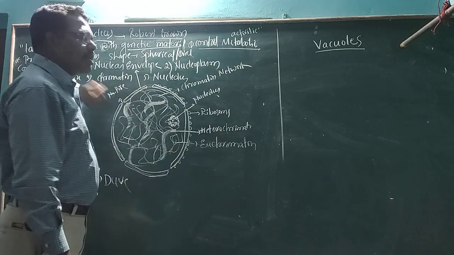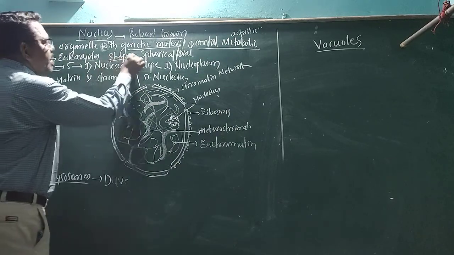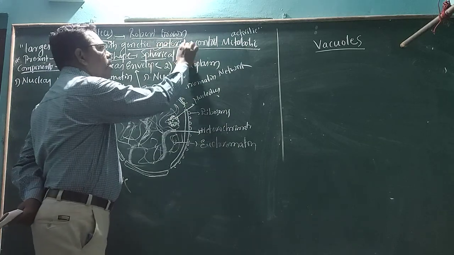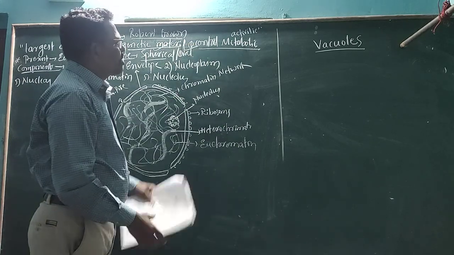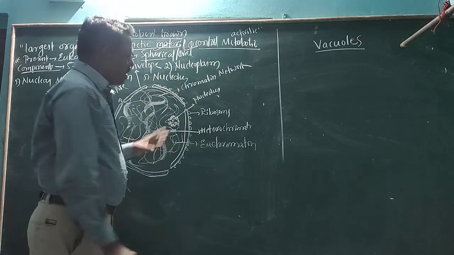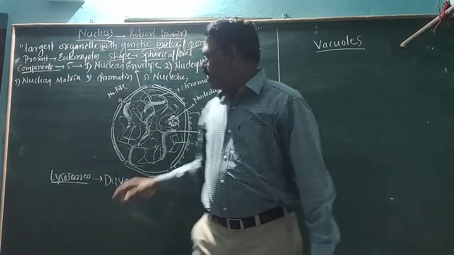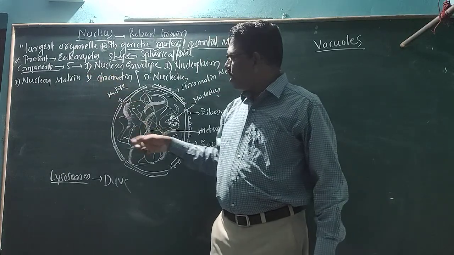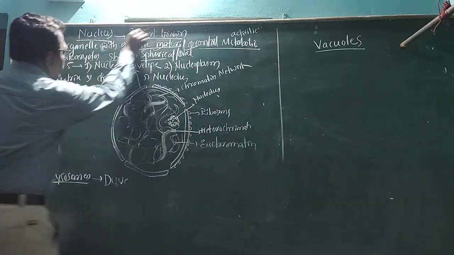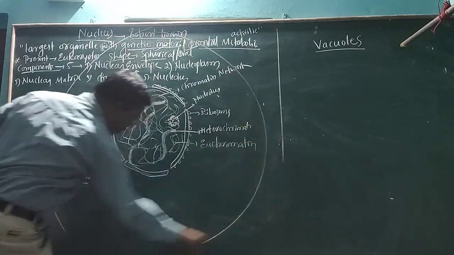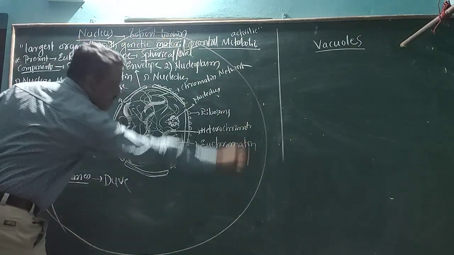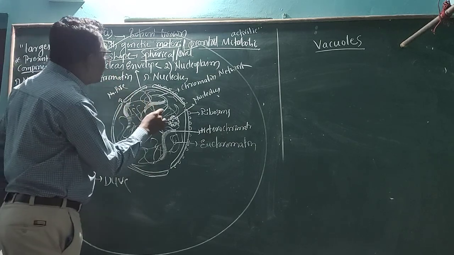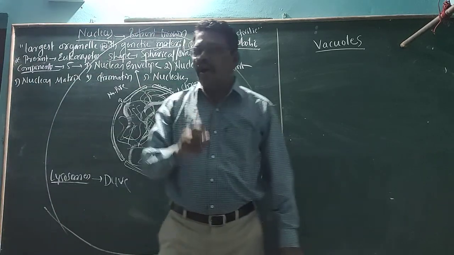Then, sir, what is the shape of the nucleus? It may be lens shaped, spherical, or oval. That one is the shape of the cell. Here is the cell, and within this cell you will see the nucleus. This nucleus consists of 5 components mainly.